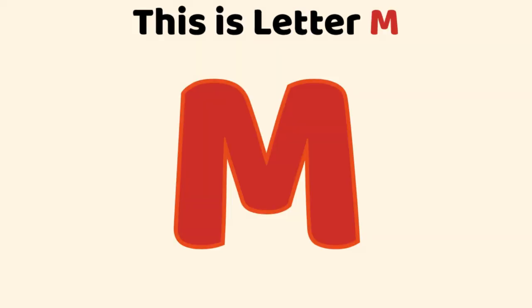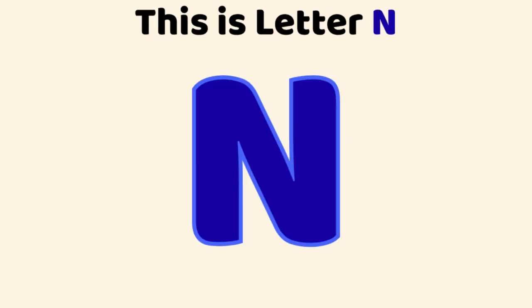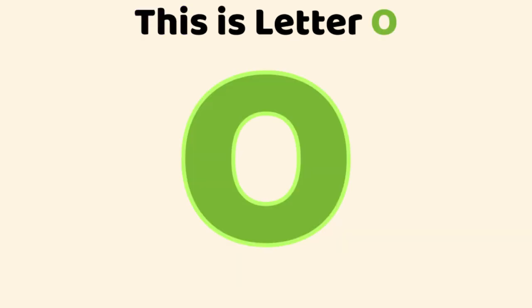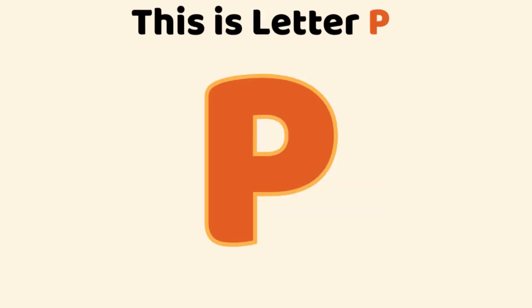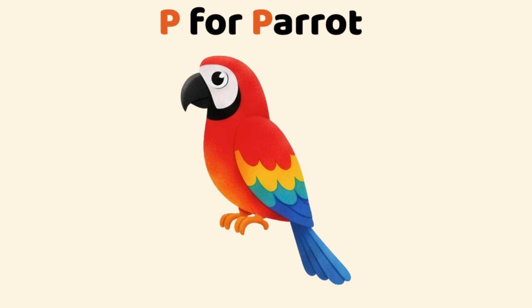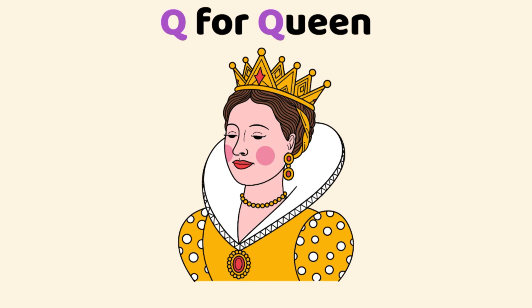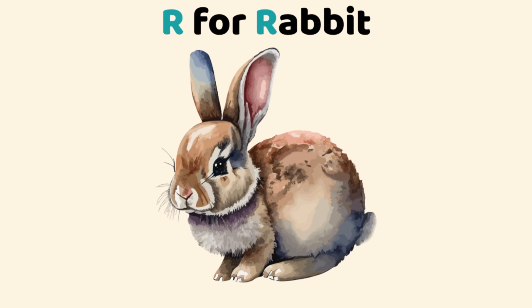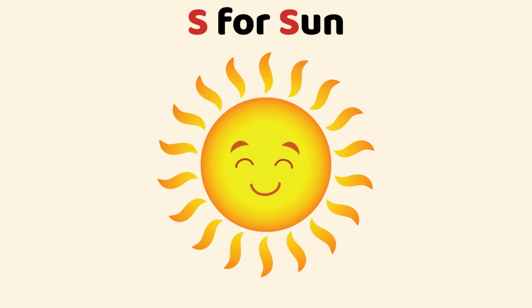This is letter M. M for mango. This is letter N. N for nest. This is letter O. O for orange. This is letter P. P for parrot. This is letter Q. Q for queen. This is letter R. R for rabbit. This is letter S. S for sun.